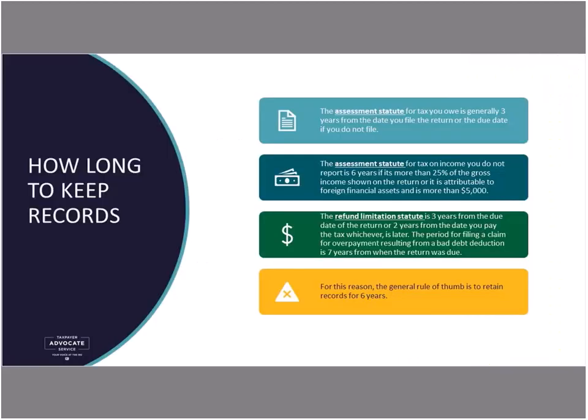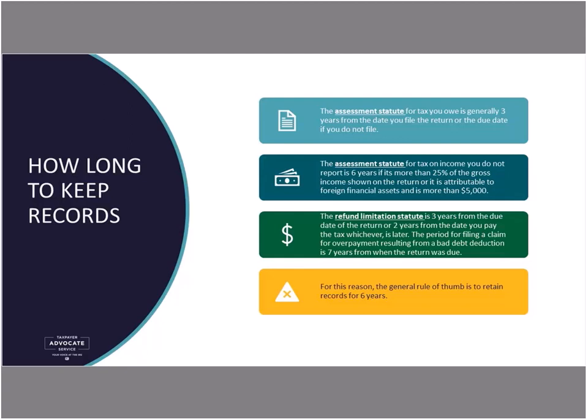Tips on how long to keep records. These are recommendations for keeping records for federal purposes, and so may differ slightly from state requirements. But the federal assessment statute for tax you owe is generally 3 years from the date that you file the return or the due date if you do not file. The assessment statute for tax on income that you do not report is 6 years, if it's more than 25% of the gross income shown on a return or is attributable to foreign financial assets and is more than $5,000.